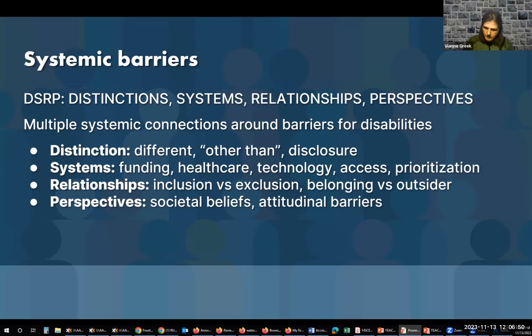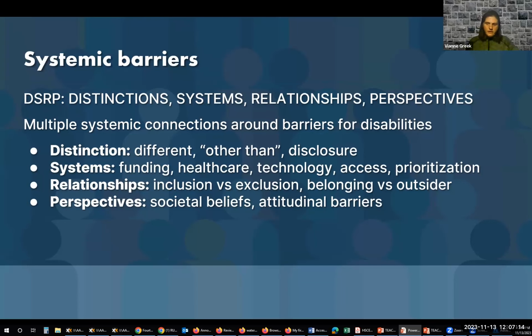Relationships, so this is between the systems and also between people. It's all about inclusion versus exclusion and belonging versus outsider. So the question to ask here is, if you are not being inclusive in your approach, who are you excluding from participating? Who are you treating as an outsider?